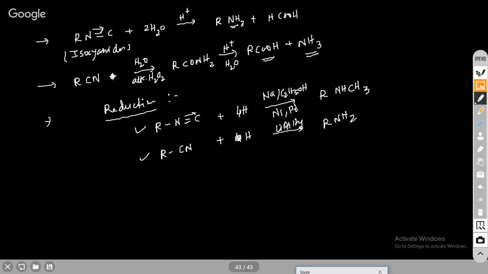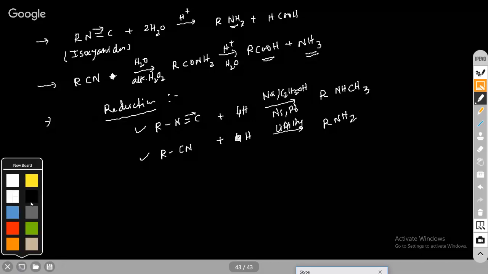See this question. You have to find out the final product in this. We have phenol, which reacts with CHCl3 and KOH, which gives A, and then 50% KOH, B. What is A and B? Or if only B, you tell me.